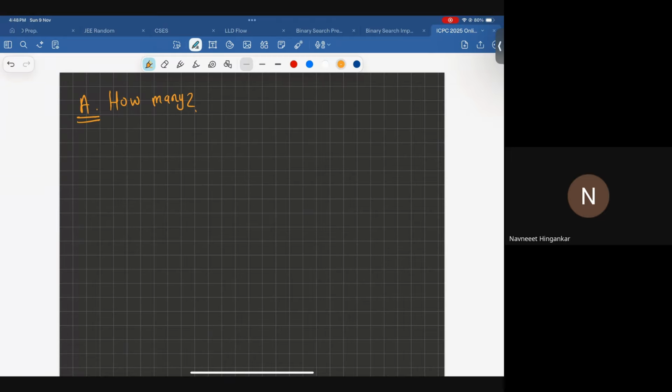I don't know why they added this task. It's very simple. Basically, they are just saying that one team has 3 people, then n teams, how many people? N into 3. That's it. This is the first task. Okay, so let's move to the second task.